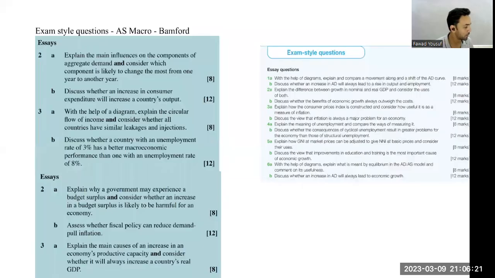All right, let me share the screen. So we did look at the circular flow last time, right? Withdrawals and leakages and all that stuff. Now, today, I want to go over this essay.